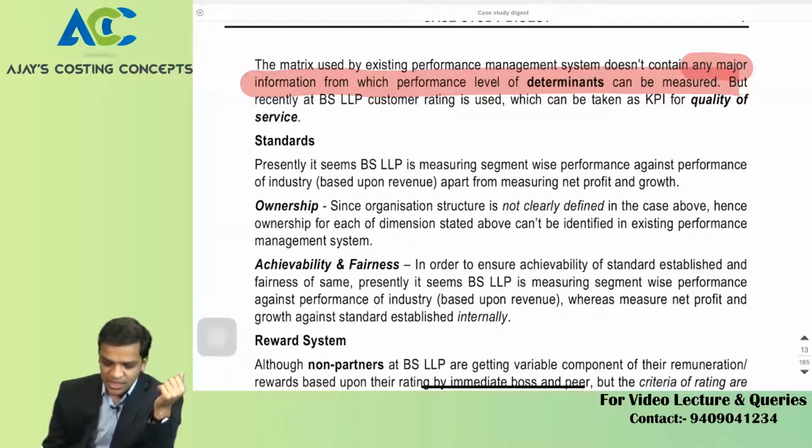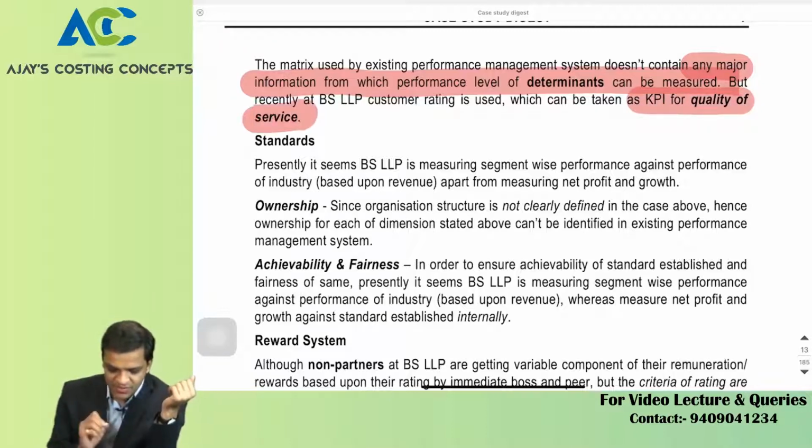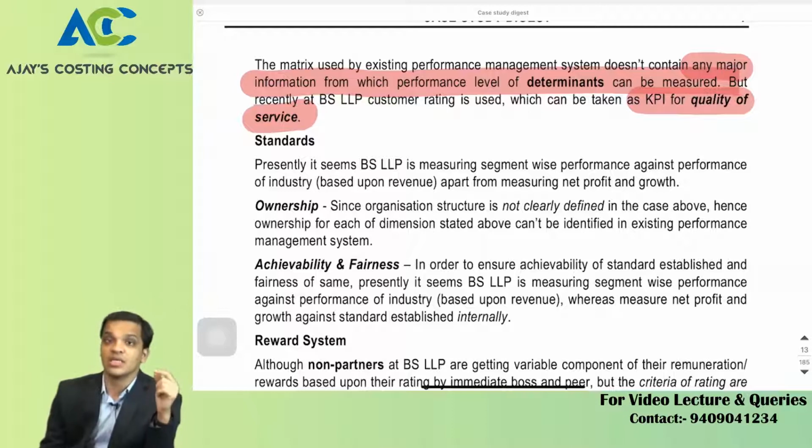But recently BSLLP customer rating is used, which can be taken as KPI for quality of service. Now, the customer rating which is provided, from that you can decide what quality you have been giving to your customers, right? But it will not decide what flexibility you have. It will not decide what innovations you have done. It will not decide what key resource utilizations you have done.